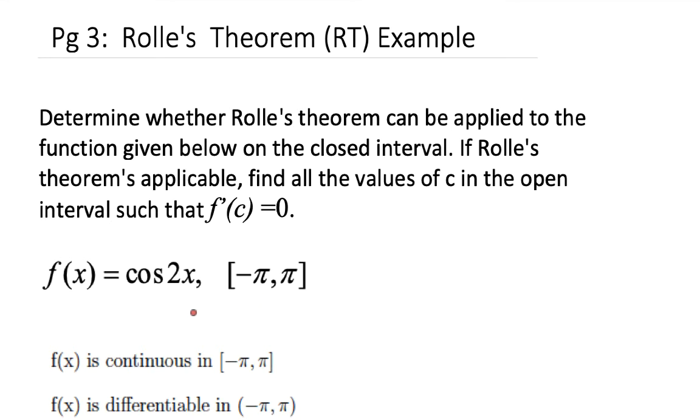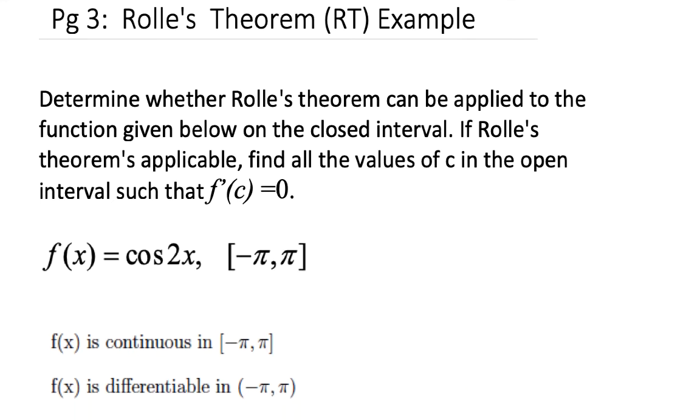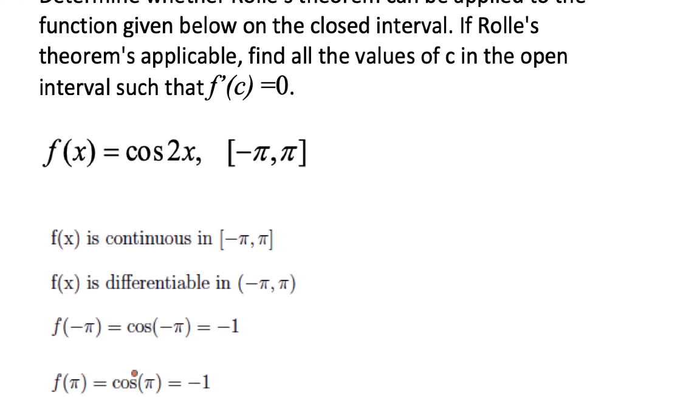Clearly we know that cosine functions are continuous and differentiable. So clearly this function is continuous in the closed interval minus pi to pi, as well as differentiable in the interval minus pi to pi. Let's look at the value of the function at the endpoints. The value of the function at minus pi is minus 1. Similarly, the value of the function at pi is also minus 1. All three conditions, guys, are satisfied for Rolle's theorem.